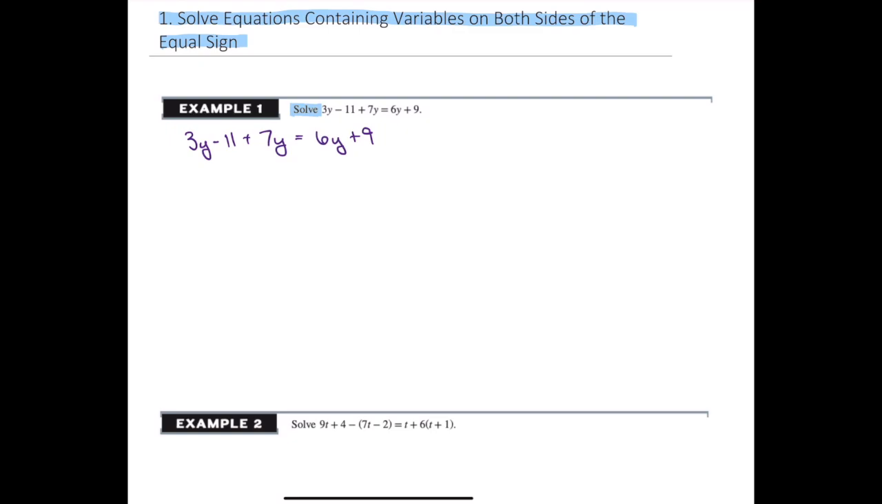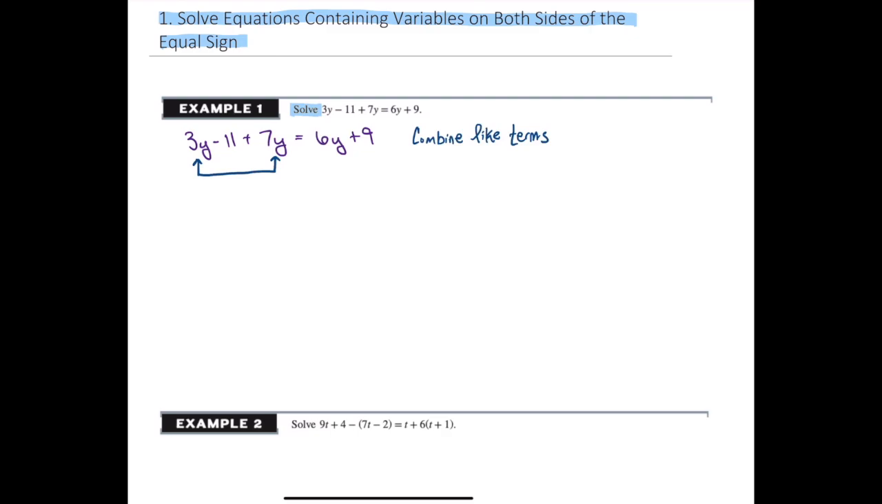The first thing I usually do is look for parentheses. Are there any parentheses to clear out? In this case, no. The next thing I think about is combining like terms. That would be my first step. So I want to combine like terms. What would be like terms here? I see the 3y and the 7y. They both have a y attached, and it's both y to the first power. So I can combine those together.